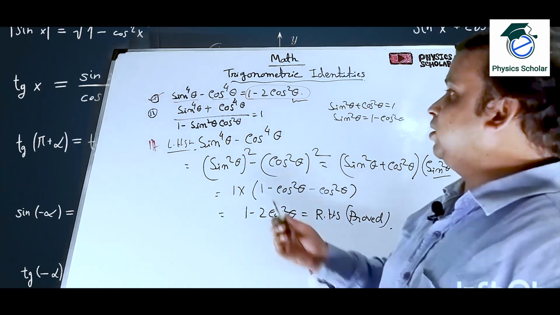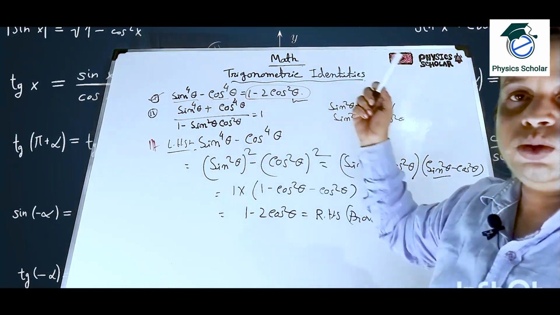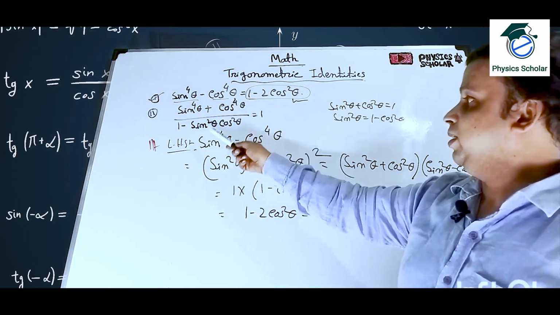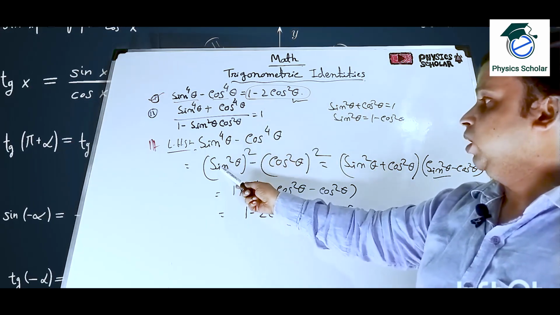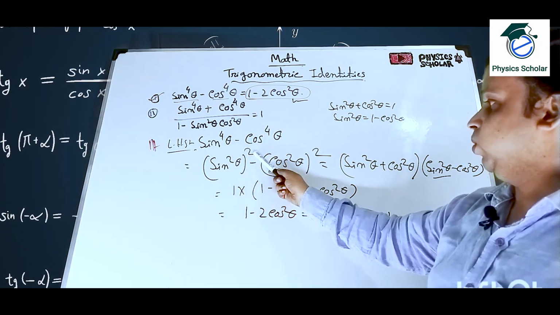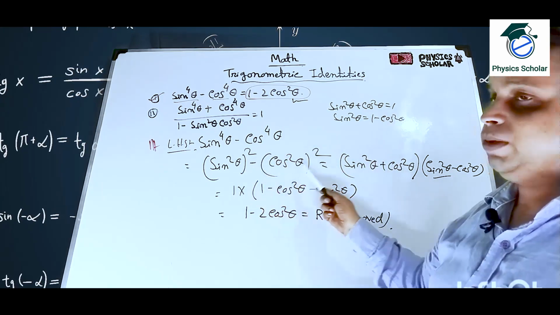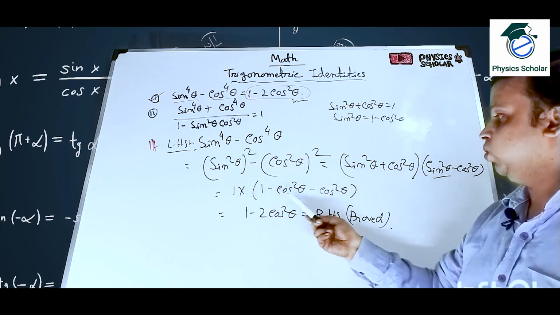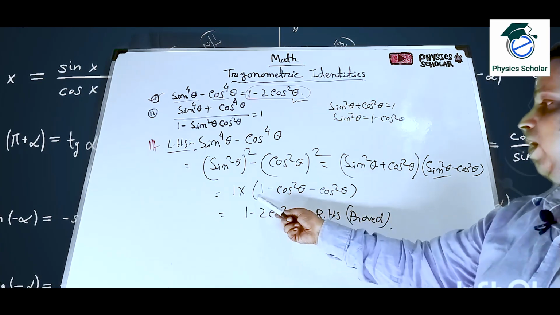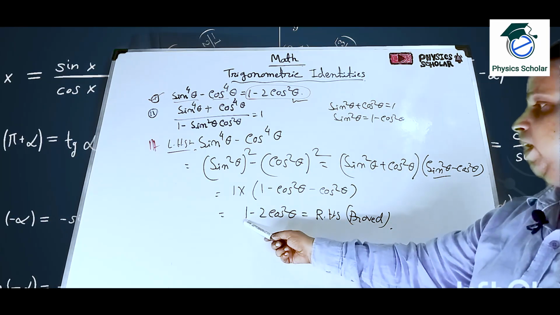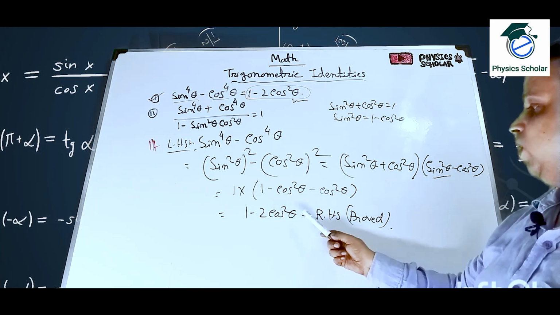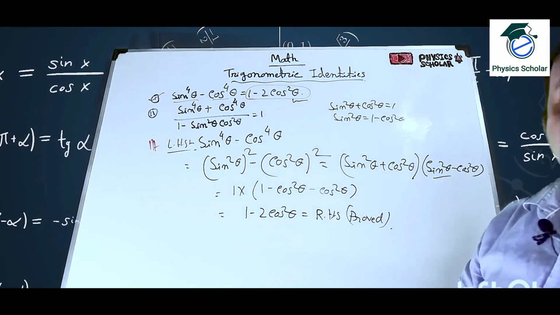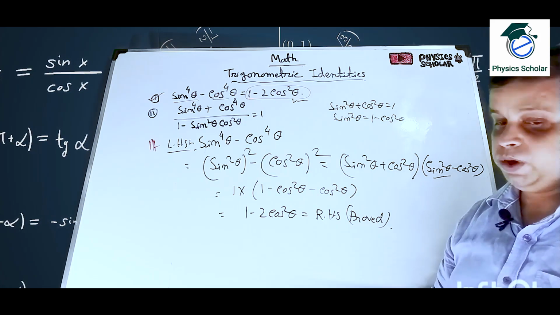Clear? So it is given sin to the power 4 theta minus cos to the power 4 theta is equal to, what we have to prove, 1 minus 2 cos square theta. So the left hand side is sin to the power 4 theta minus cos to the power 4 theta. That means sin square theta whole square minus cos square theta whole square. So by the a square minus b square formula, a plus b into a minus b: sin square theta plus cos square theta is equal to 1, into what? Sin square theta we can write as 1 minus cos square theta, minus cos square theta. Then we can write 1 minus 2 cos square theta, which is what we have to prove here. Okay, so this is the solution of sum number 1. So hope you have understood.